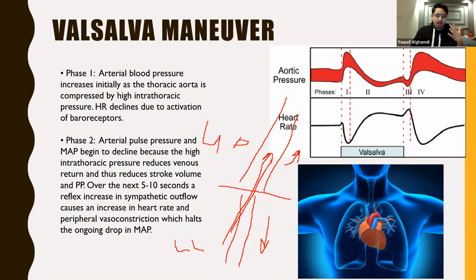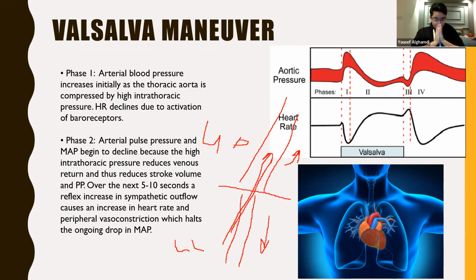This is what happens here. Your arterial pulse and mean arterial pressure begin to decline because of this. Your high intrathoracic pressure will not allow your venous blood to return. So when this happens, over the next 5 to 10 seconds, you will have an increase in sympathetic flow. When you have an increase in sympathetic flow, what will you do? You will have an inotropic and chronotropic effect on your heart, right? So you'll increase your heart rate, you'll increase your contractility.